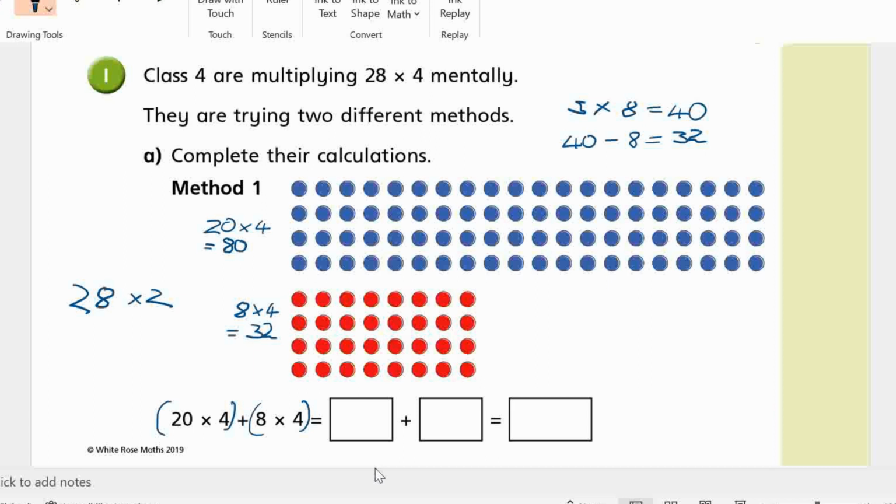Right, so we have our 80 plus then our 32. So that's an easier method than doing 28 times 4. Yeah, that's a bit too difficult just to do as it is. So separating the 20 and the 8 and then adding them together. But of course you do need to know your 8 times table. Yeah, so try and keep on top of that.